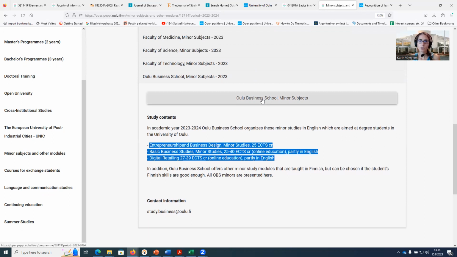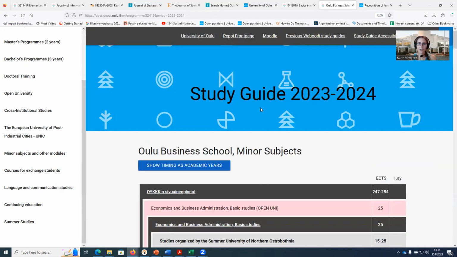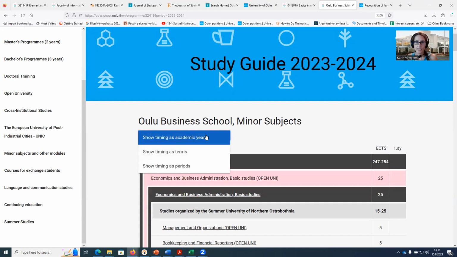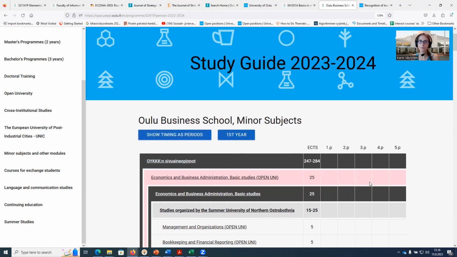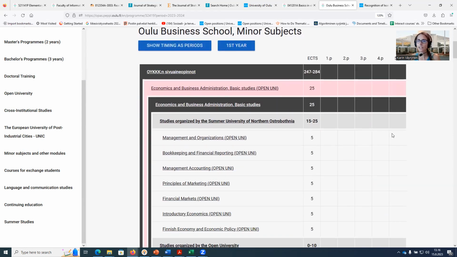And now if we go to the list of minor subjects, this information is not yet updated in Peppi when I'm making this video. When you show timing as periods, it doesn't give you that information yet, which means you just have to go to the course description and check there for timing of the course. But going back, there were three minor subjects that would be open for you to study.